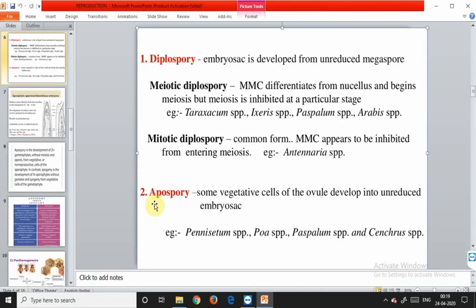In this method, the embryo sac or the female gametophyte is directly formed from any diploid cell of the sporophyte except the megaspore mother cell. We have seen in diplospory, the megaspore mother cell plays the main role, but in apospory, the gametophyte is formed from any cell other than the megaspore mother cell. And in this also meiosis does not occur. The gametophyte in this remains diploid. No meiosis, that's why the 2n condition remains 2n and the diploid remains diploid. The examples for this are Paspalum and Cenchrus.